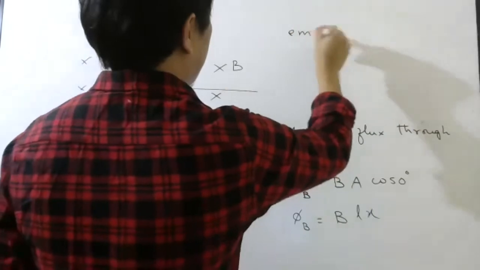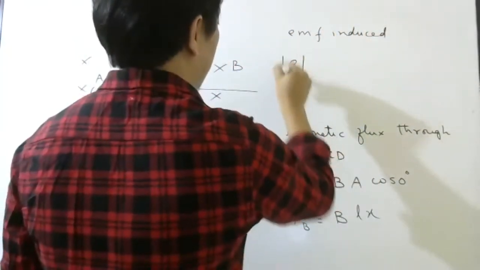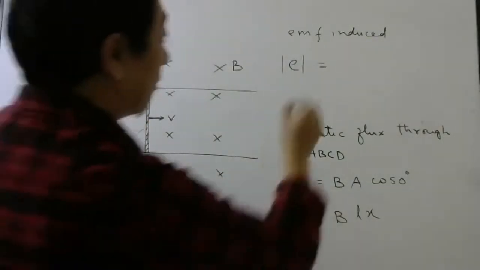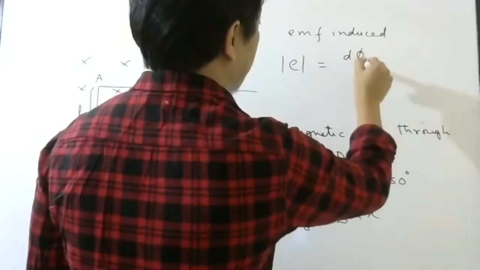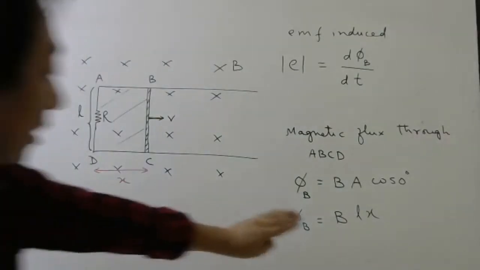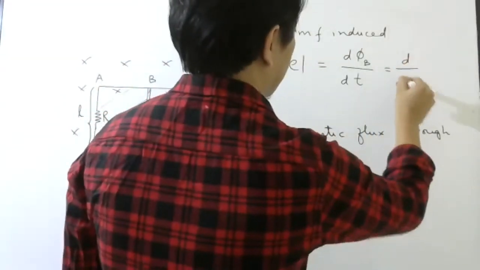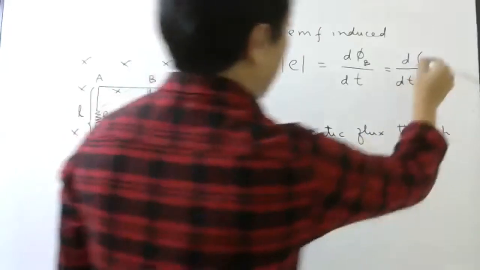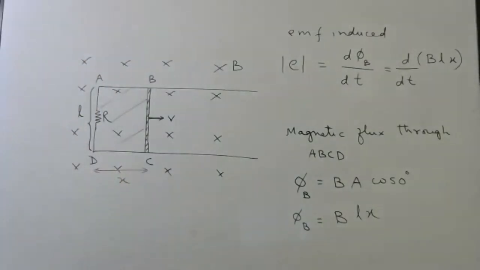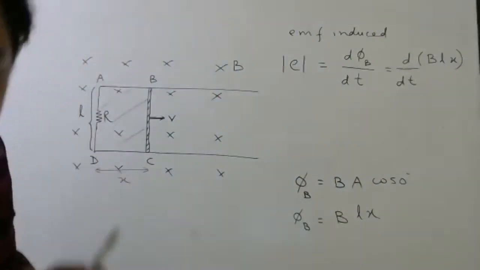So the induced EMF, E modulus only I am interested in, will be equal to, since it is changing, we will calculate the instantaneous value, d phi by dt. So let us substitute this here. What is the flux? B into L into X. Okay, now what are the constants in the problem? B and L are constants. Take them outside.